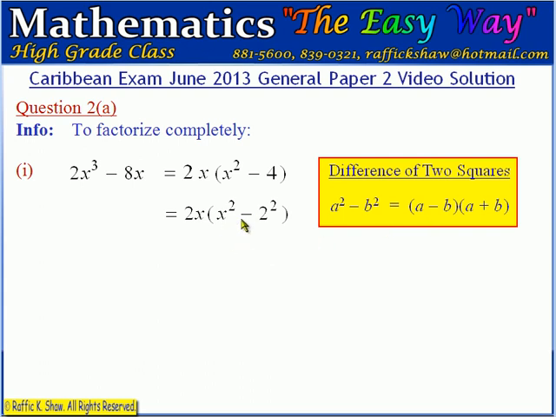And so if we apply this rule to the term in the bracket, this expression reduces to 2x remains outside here, and then x squared minus 2 squared is x minus 2 multiplied by x plus 2. And so this expression reduces to these three factors: 2x, x minus 2, and x plus 2. So those are our three factors. So we have factorized that expression completely. So that's the answer for part 1 of question 2a.